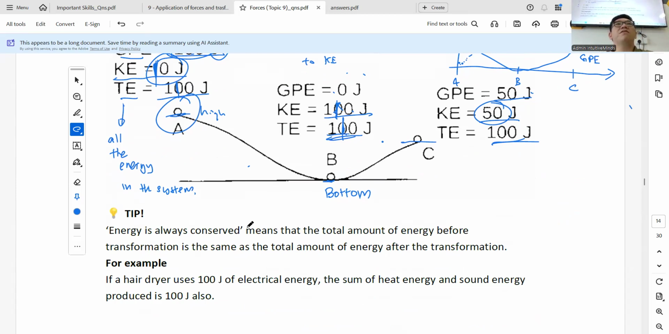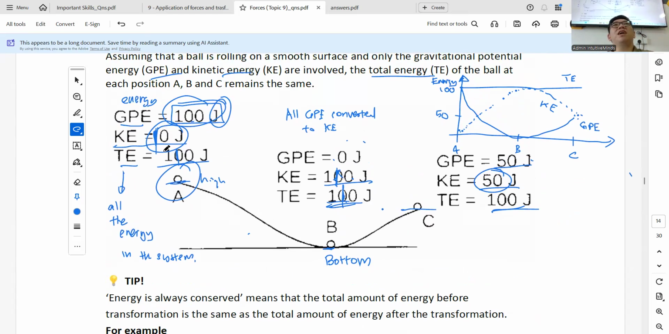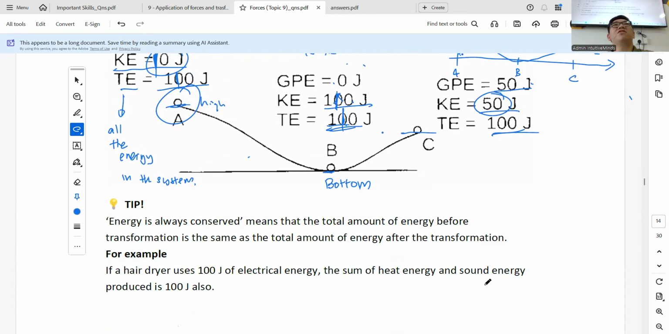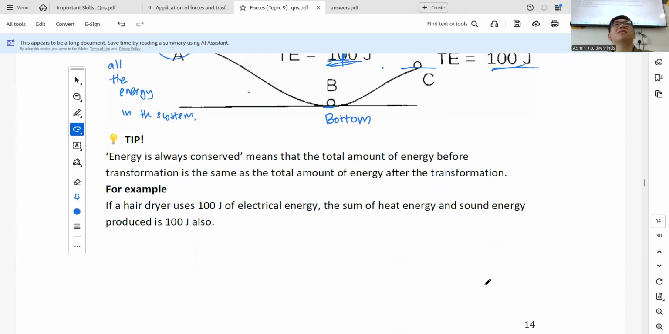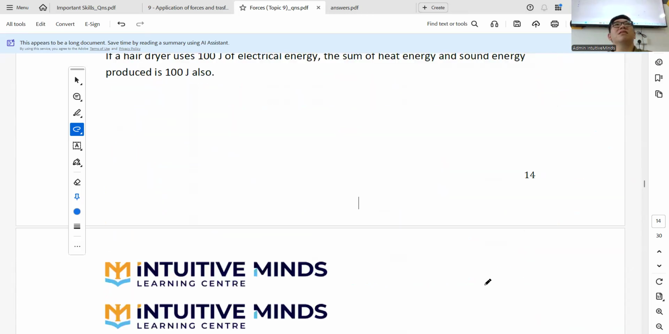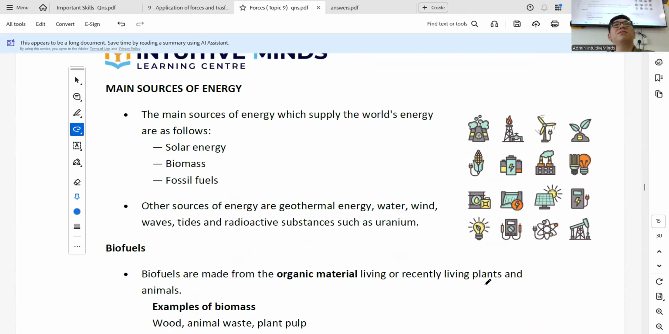Okay, energy always conserved means that the total amount, total before equals the total after, meaning to say 100, 100, 100. That's the meaning of conservation of energy. All right.